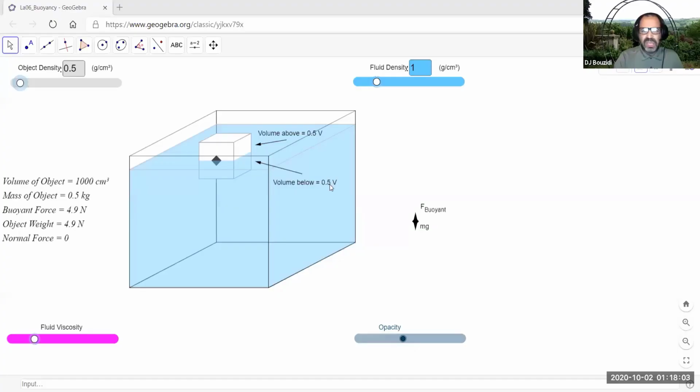The ratio of the sunk part is 0.5 V, whatever the volume is, which is 1,000 cubic centimeters. So 500 cubic centimeters is below. Half of it is below. The other half is above.